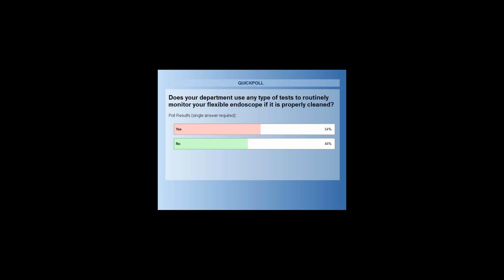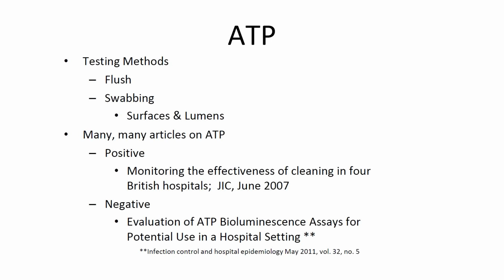Okay, so far we see it's about 50-50. And that's great to know. So again, as I outlined in the presentation, there is now a recommendation in AAMI ST91 that says weekly, preferably daily, you should be monitoring your cleaning process to ensure that endoscopes are being cleaned properly prior to disinfection. So thank you for answering that poll.